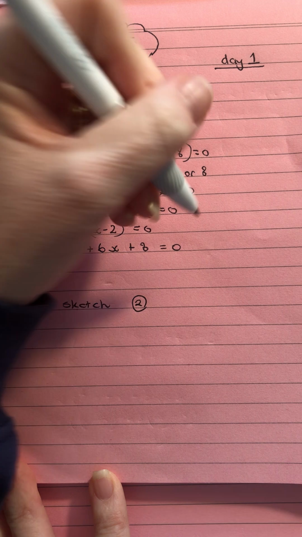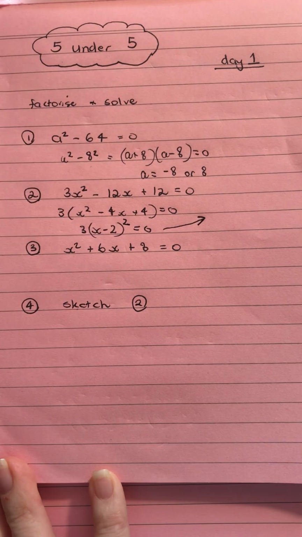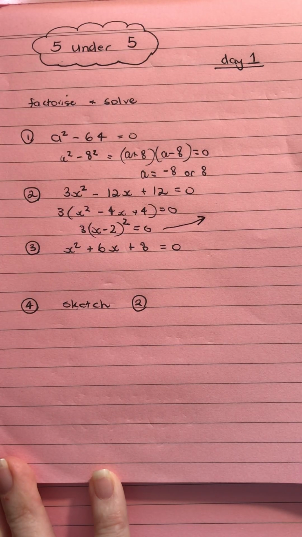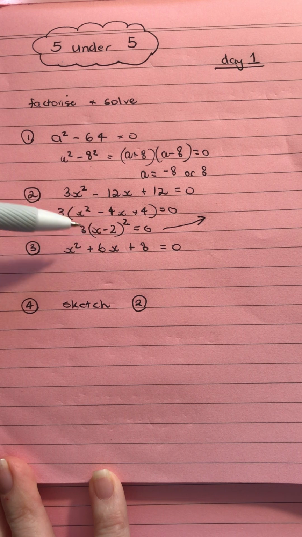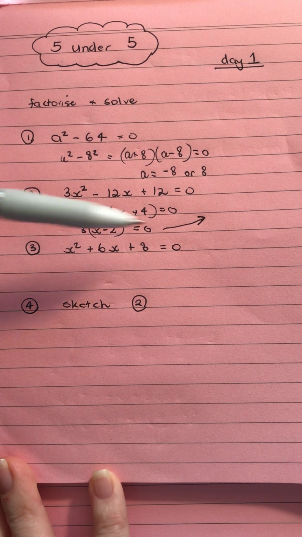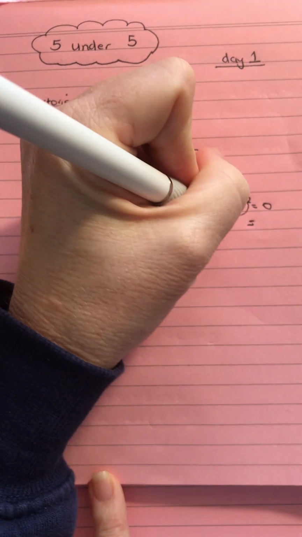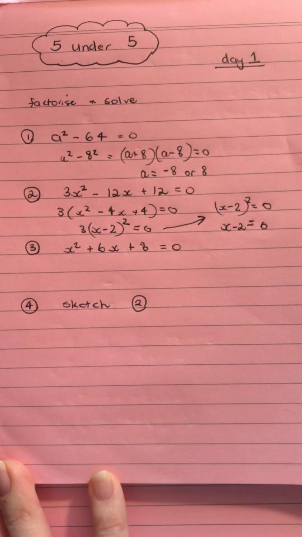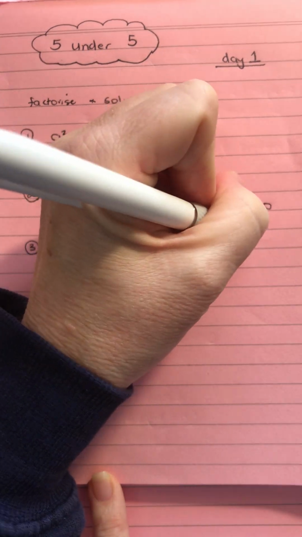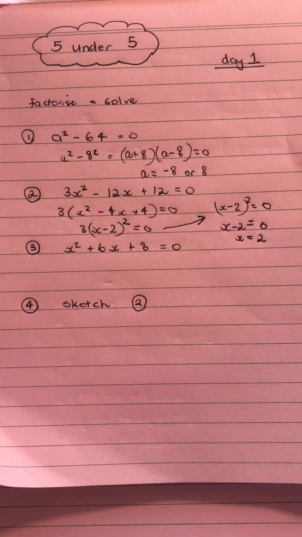equals 0. Then when I'm solving that, I can either change that into a difference of 2 squares, but in this case it's simpler just to divide by 3 on both sides, and that will give us x minus 2 squared equals 0. I can do the square root of both sides, so that gives me x minus 2 equals 0, and then I can say that x is equal to 2. Because it's a perfect square, I've got the same answer for both.